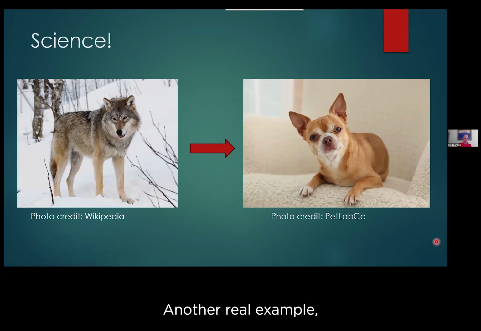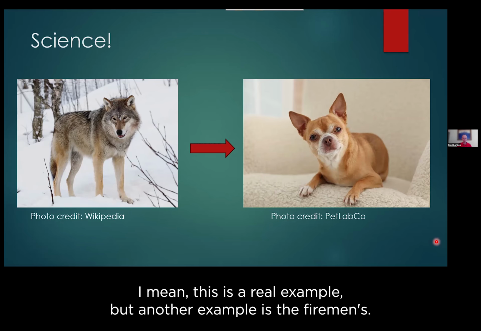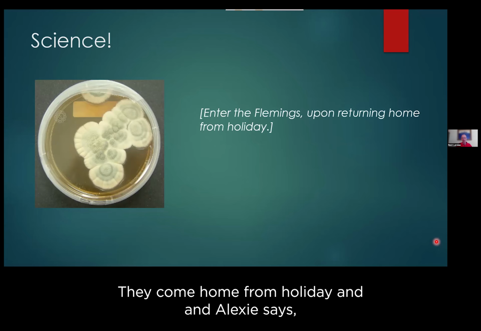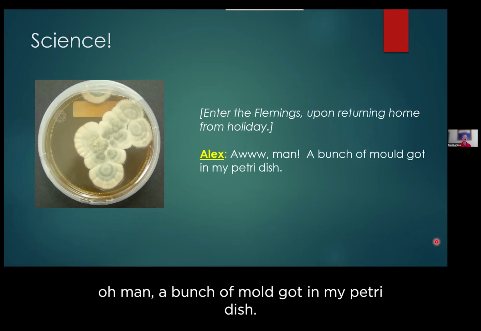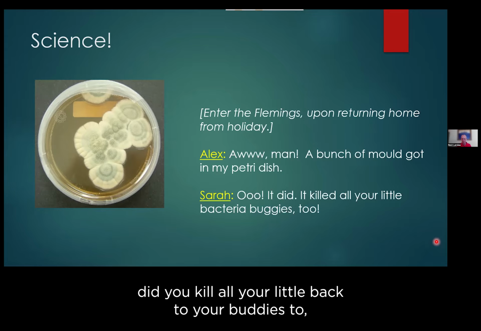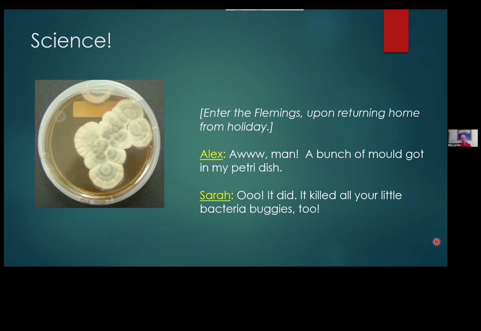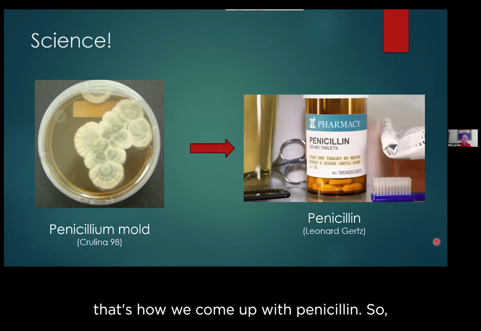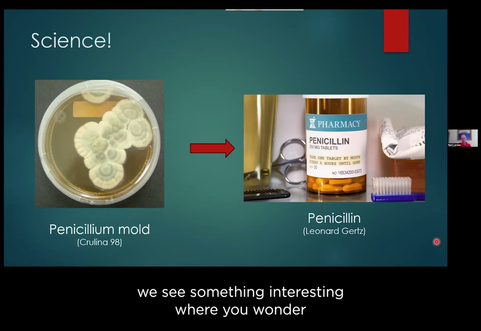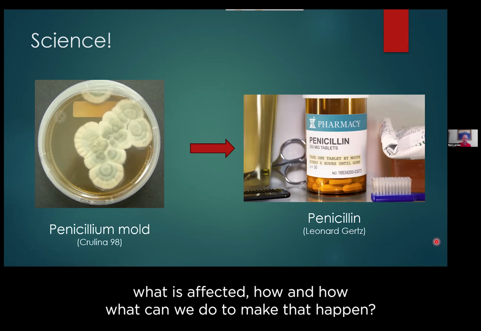Another real example is the Flemings. They come home from holiday and Alex says, "Oh man, a bunch of mold got in my petri dish." And his wife Sarah says, "Ooh, it did. It killed all your little bacteria buggies too." And that's how we come up with penicillin. So we see something interesting. We wonder what is affected, what can we do to make that happen?